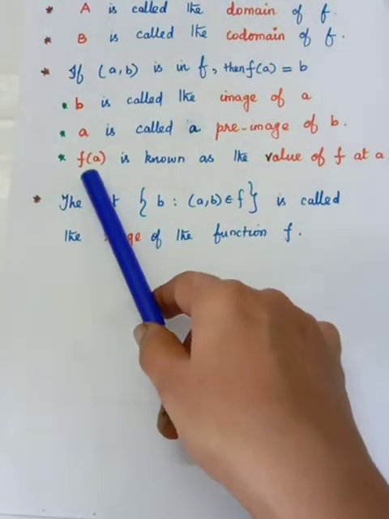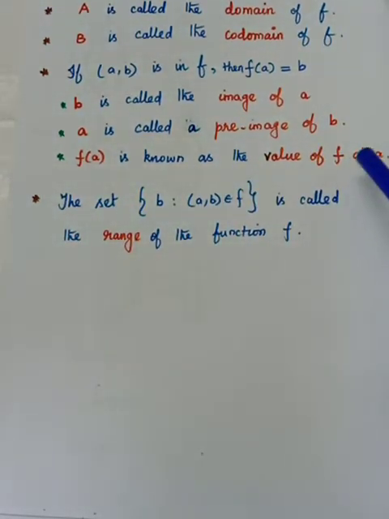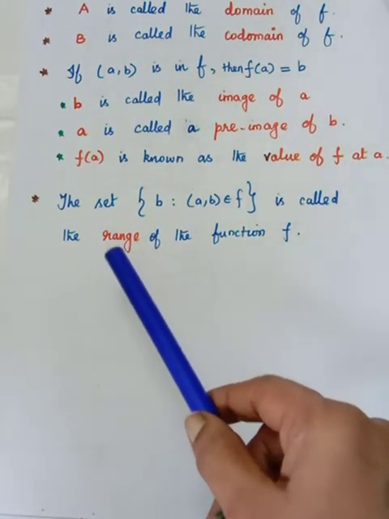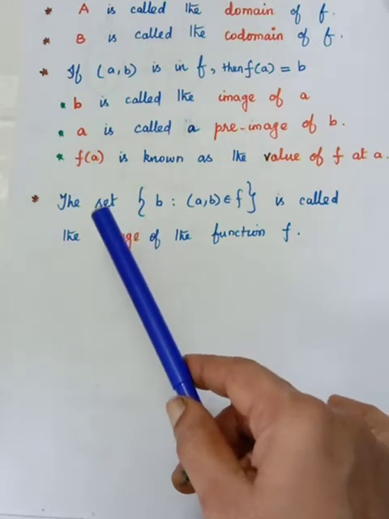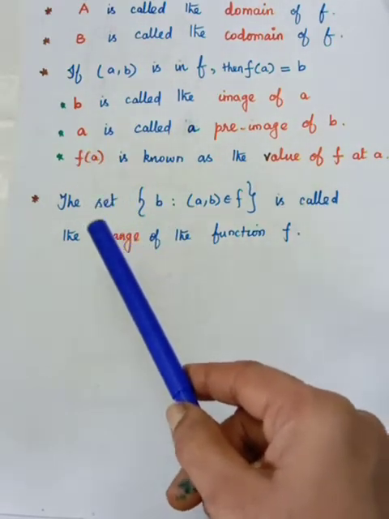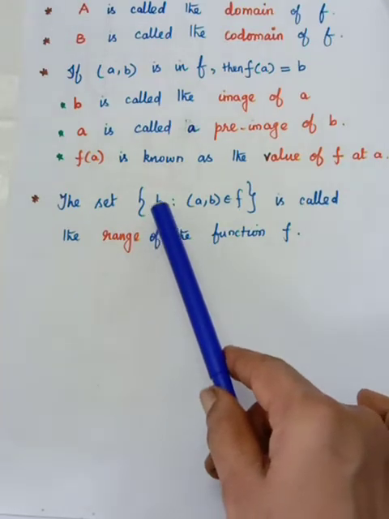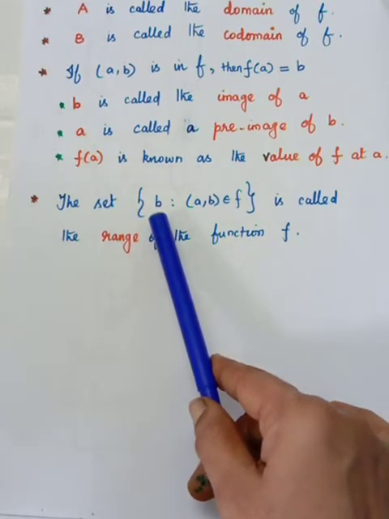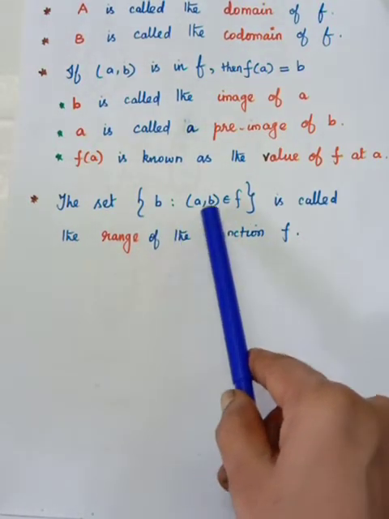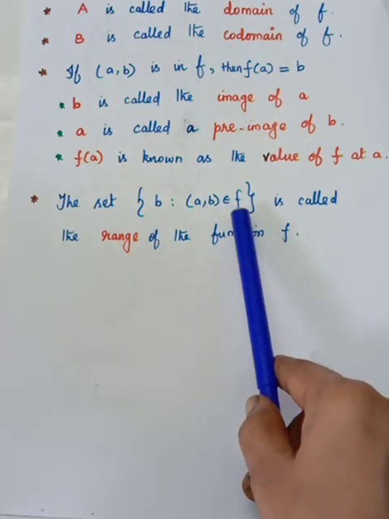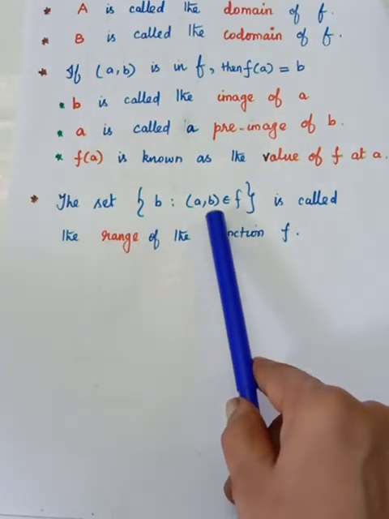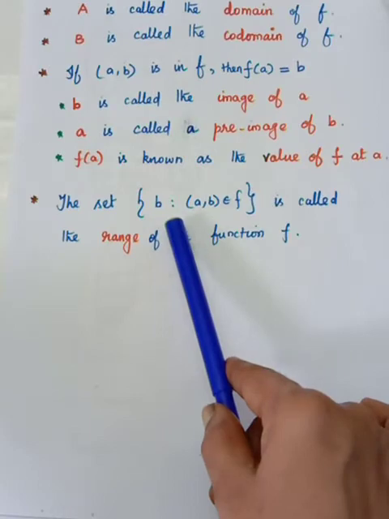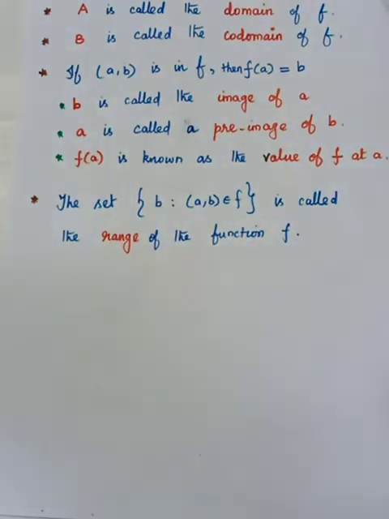And what is f of A? It is known as the value of f at A. Next, we are moving to the definition of range. What is range? Range is also a set. What are the elements of the set? It is the set of all images. Here B is called the image. It is the set of all images B such that (A, B) belongs to F. So here A is mapped to B, which means B is the image. If you collect all the images and form a set, that set is called the range.